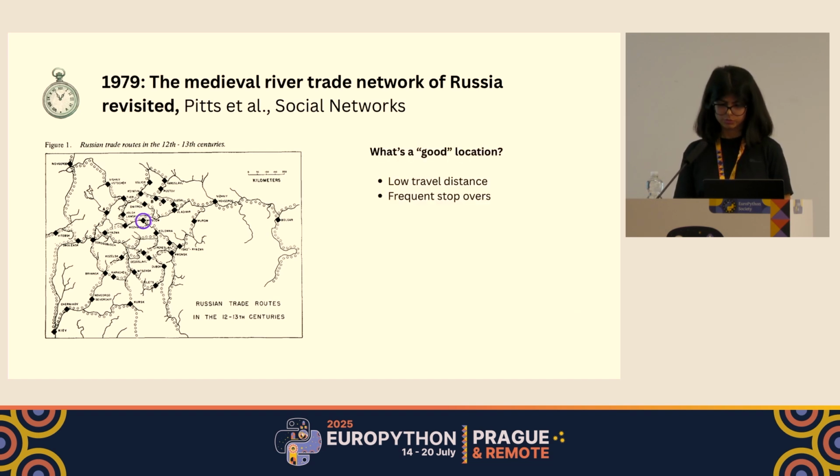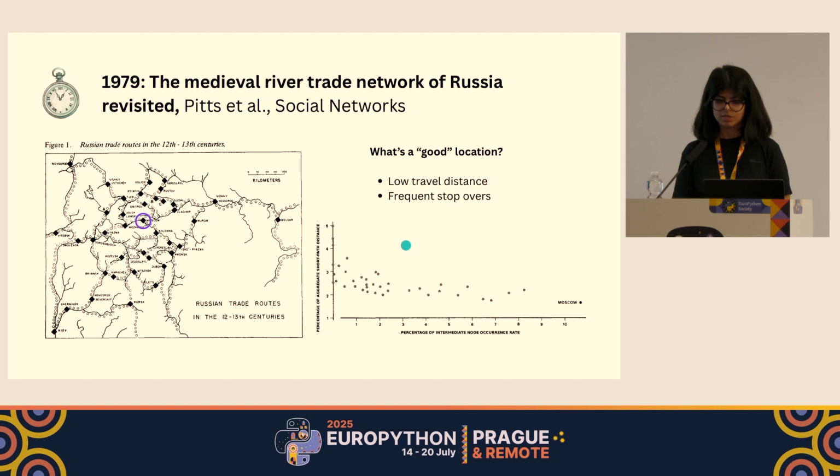So over here, we want to quantify what is a good location. In the context of river trades, we want low travel distance, so anyone can reach there in shorter time, and ideally frequent stopovers. So for example, if someone is going from bottom left to top right, they should try to stop at Moscow, or any other city that you want to look at.